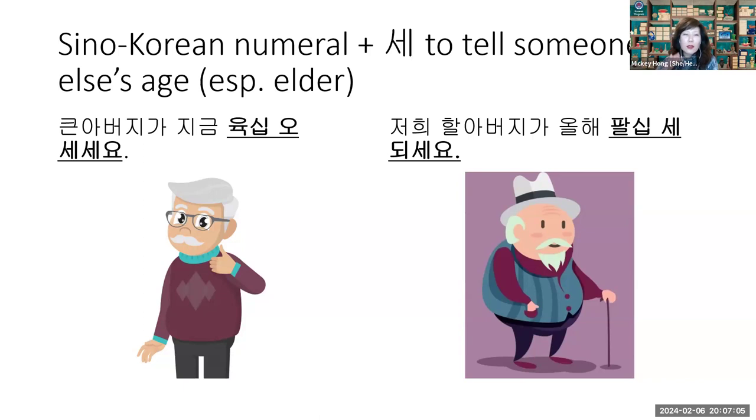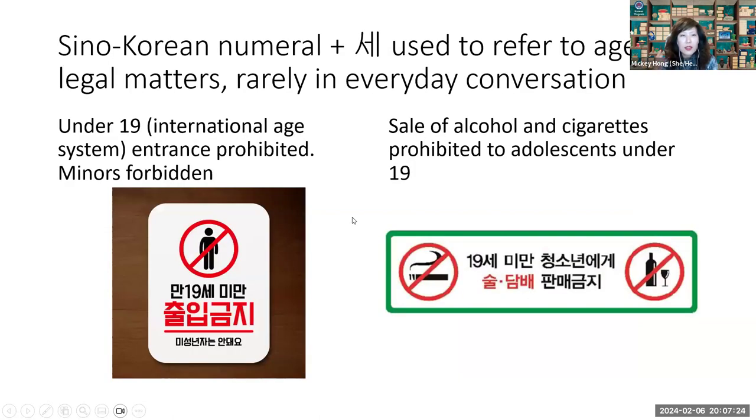Once the person becomes a lot older, after 99, we have to use Sino-Korean numbers, right? So we're kind of starting early. You can use Sino-Korean numbers with 세 to tell one's age, especially when they are senior. And we use Sino-Korean number 세 to indicate age in legal matters, not in everyday conversation to say, hey, how old are you?